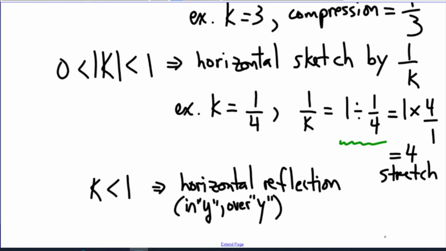And the last thing that we need to talk about is when k is negative, that is a horizontal reflection. So now you're reflecting over the y-axis, or in the y-axis horizontally, reflecting the graph.